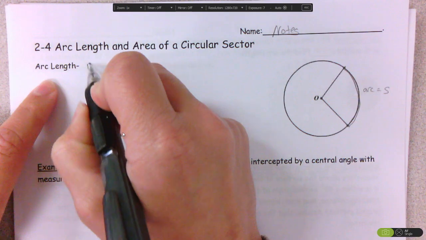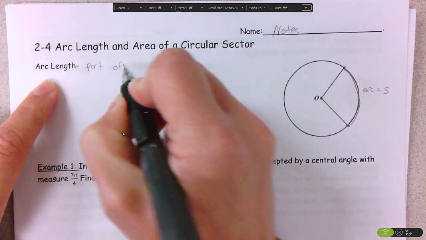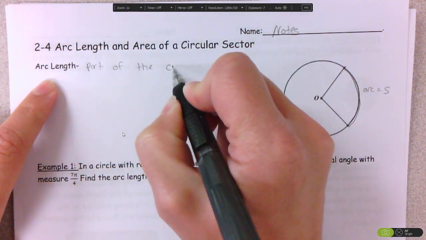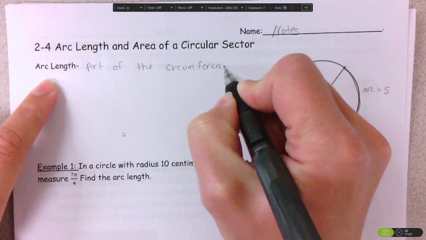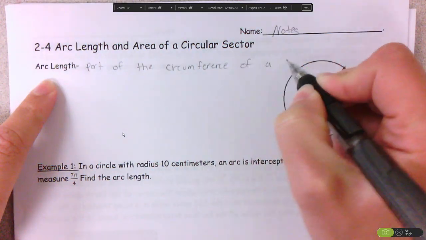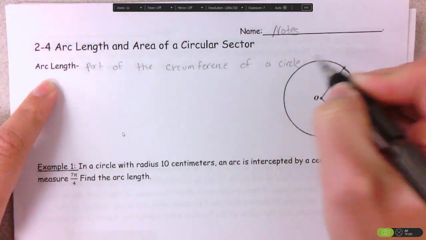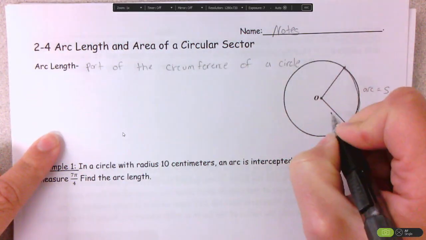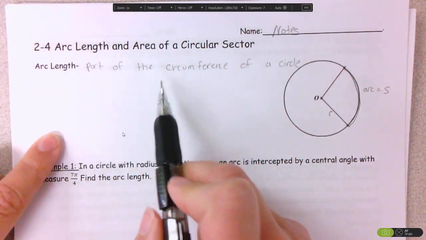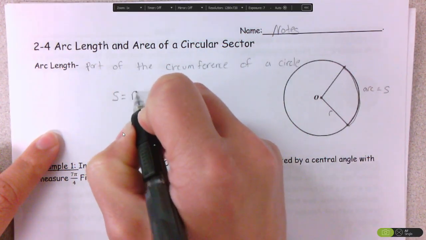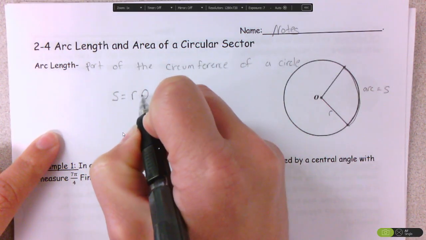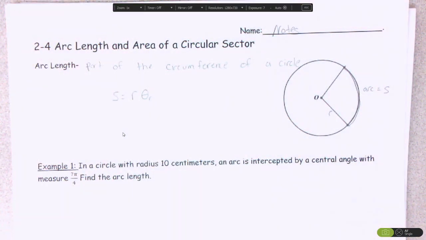So it's a part of the circumference of a circle, okay? This is our radius. We have a formula for this. It's S equals the radius times the angle in radians.